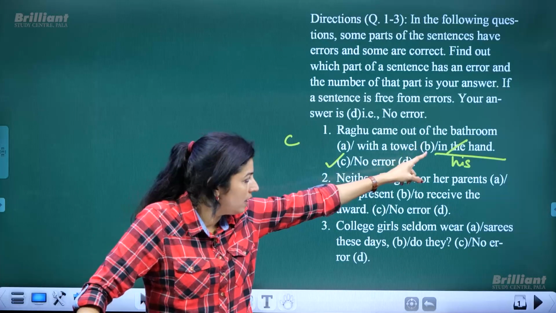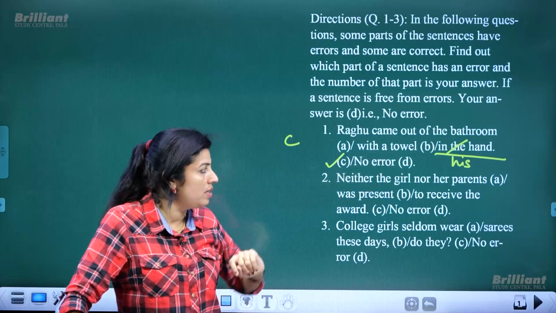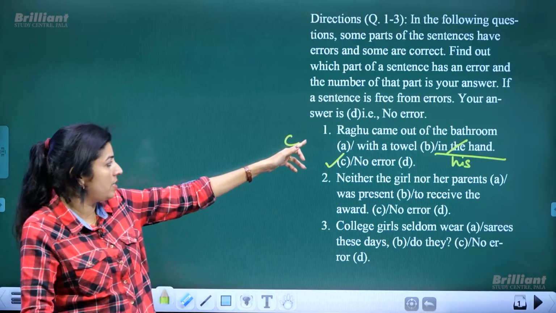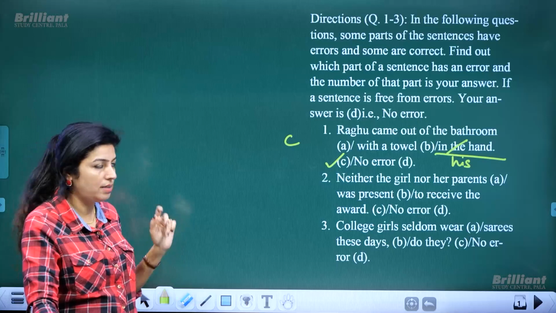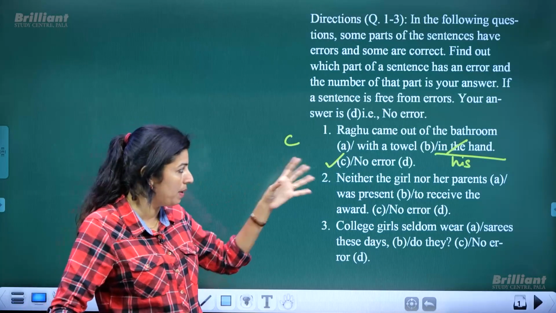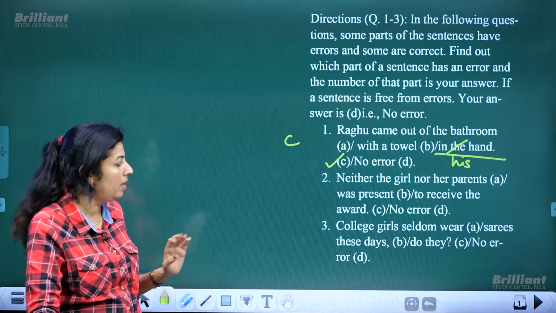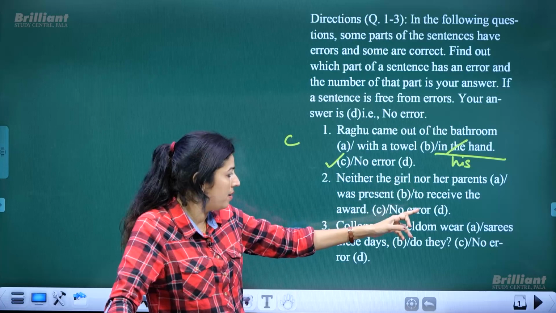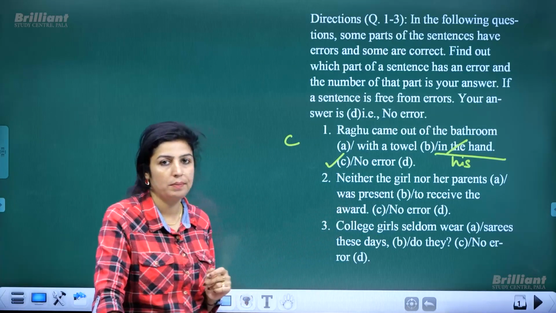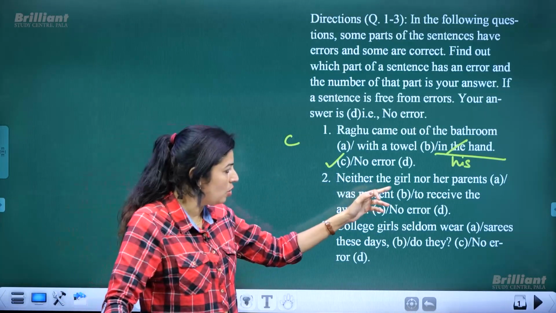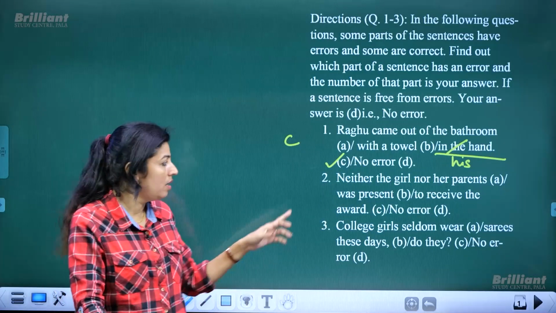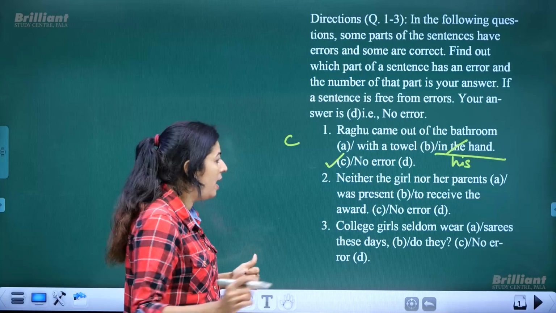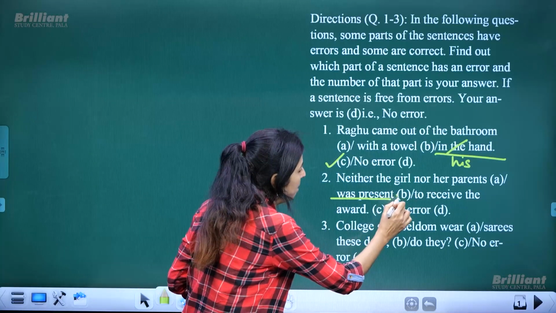So, Raghu came out of the bathroom with a towel in his hand, not in the hand. If you substitute the with his, the sentence will be correct. So first question, option number C is the answer. Now, second statement: Neither the girl nor her parents was present to receive the award. Neither the girl nor her parents, first part is correct. The error is in second part, B part.